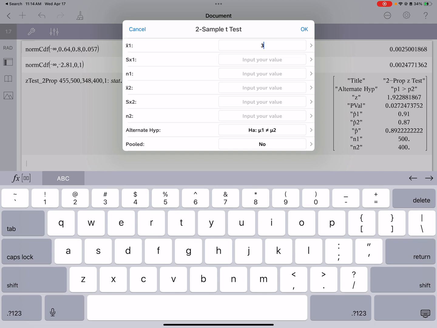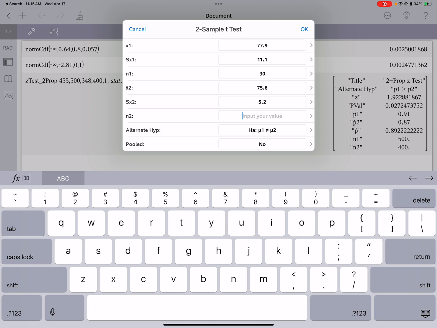So I have 30 Michigan. My S was 11.1. Oh, sorry, that's not 30. That's the average, which is 77.9. N1 was 30. X2 bar was 75.6. And S2 was 5.2.